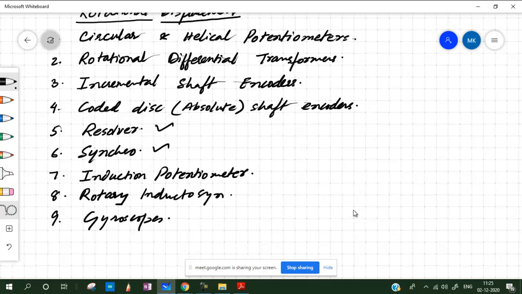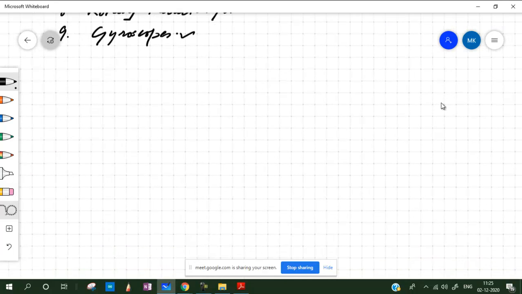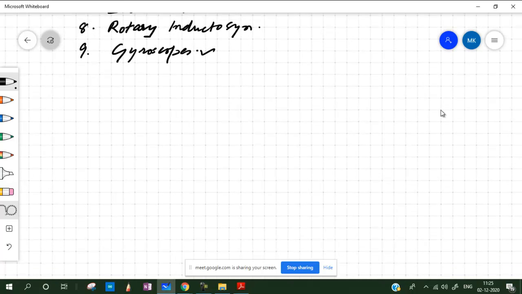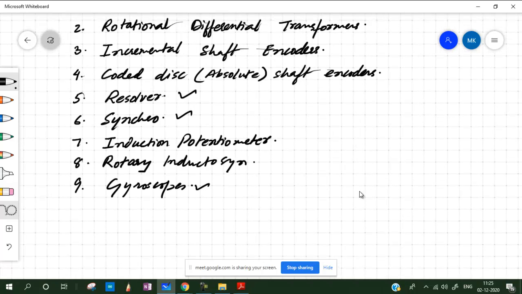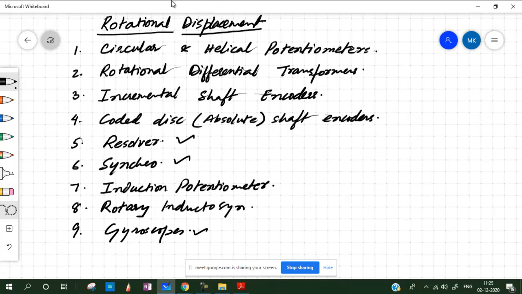So we are going to discuss these three here for the measurement of rotational motion. Before going into detail, the circular and helical potentiometers are based on a simple change in resistance. It is a helical arrangement where we move the tap as per the rotation of the body to which it is attached, and accordingly it varies the length of the coil and the resistance, and divides the voltage. We can correlate that to the position of the rotating object.